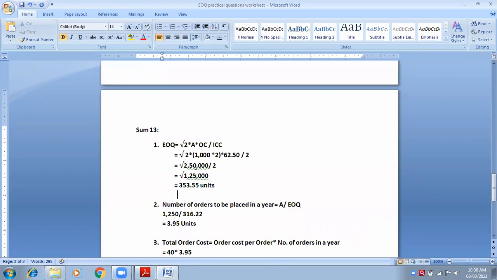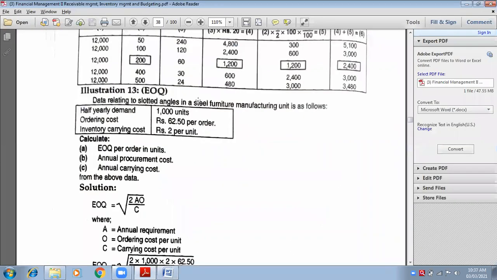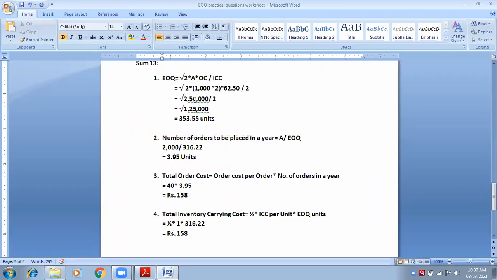Okay. Now, next formula. Number of orders to be placed in a year. What is the formula for number of orders to be placed in a year? A divided by EOQ. So what is A now? Can anyone tell me A, annual demand? 2000. Very good. I thought you would say 1000. 1000 is not annual demand, 1000 is half yearly demand. So we have solved the bracket, no? Inside the bracket, the answer is 1000 into 2. That has to be used everywhere now. Wherever it says A, it means 1000 into 2.